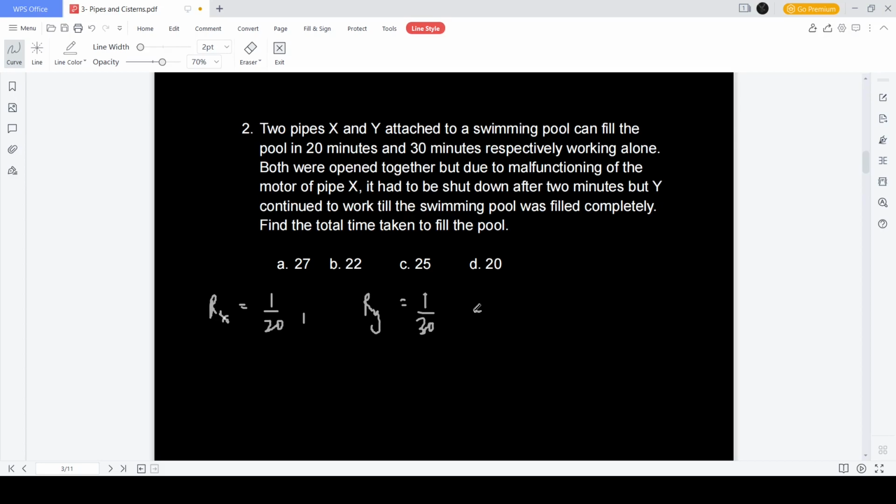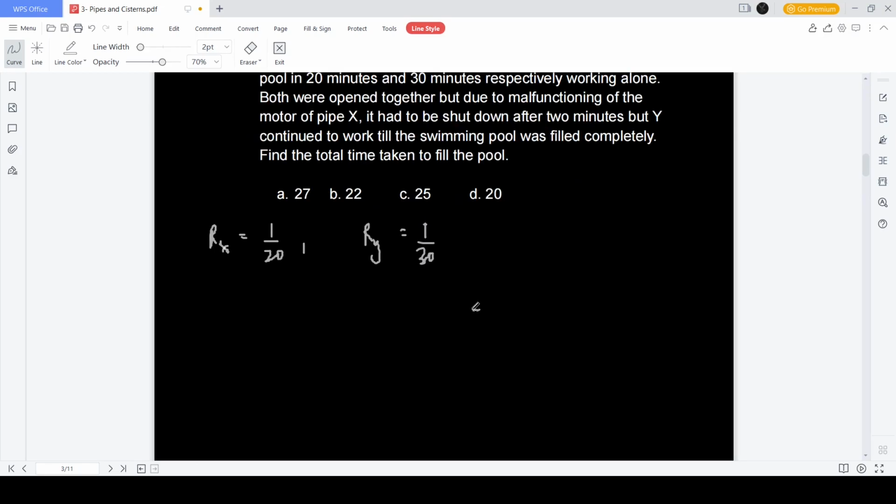Both are open together, but due to malfunctioning of the motor of pipe X, it had to be shut down after 2 minutes. Then Y continued to fill the swimming pool. So we have to think about this in two parts. In the first 2 minutes, X and Y are working together, so we'll find the rate of that. Rate will be rate of X plus rate of Y.